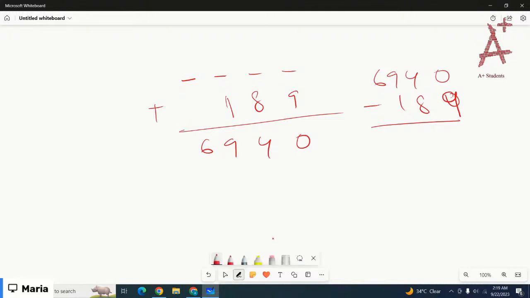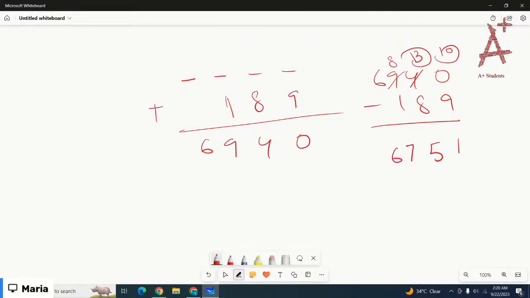So you cannot subtract 9 out of 0, so you have to borrow 1. Here you have 3, here you have 10. 10 take away 9 is 1, right? Then you cannot subtract 8 out of 3, so you have to borrow 1. Here you have 8 and here you have 13. 13 take away 8 is 5, right? And then 8 take away 1 is 7 and here you have 6.